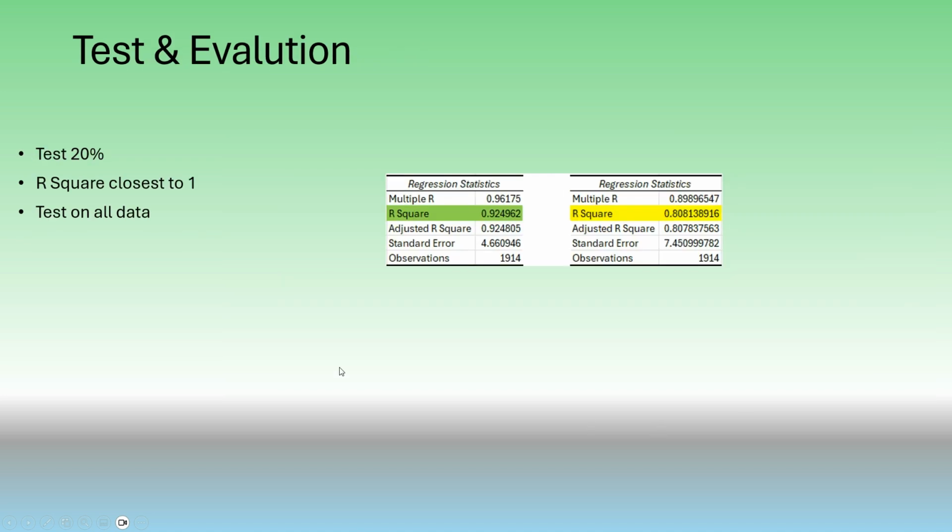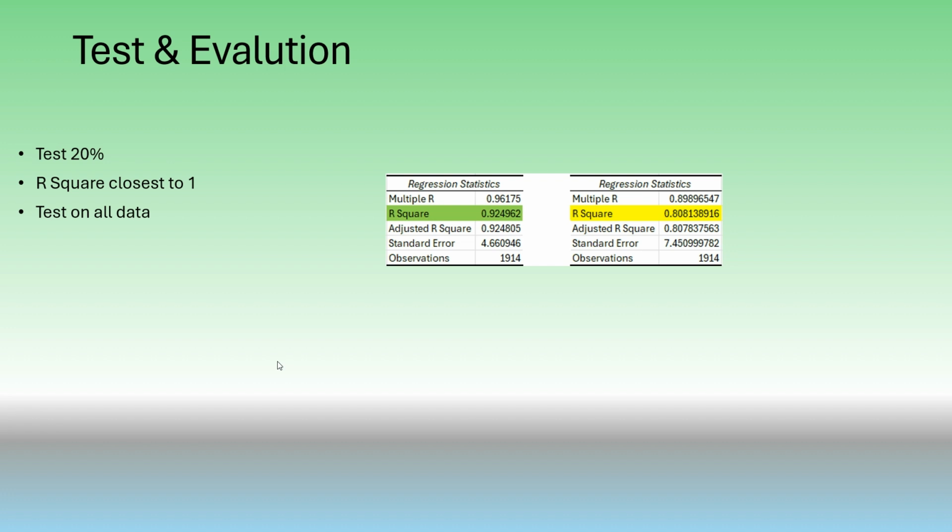So what happens when we test it and evaluate it? When we run both approaches on the remaining 20% of the test data, we can see that on approach 1, we've got an R squared of 0.925, and on the second approach, we've got 0.808.